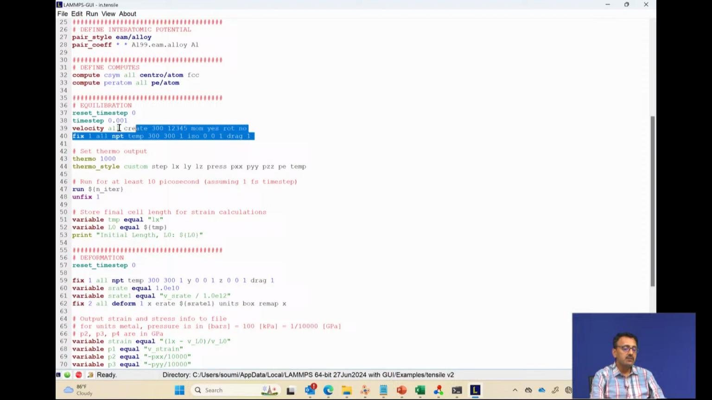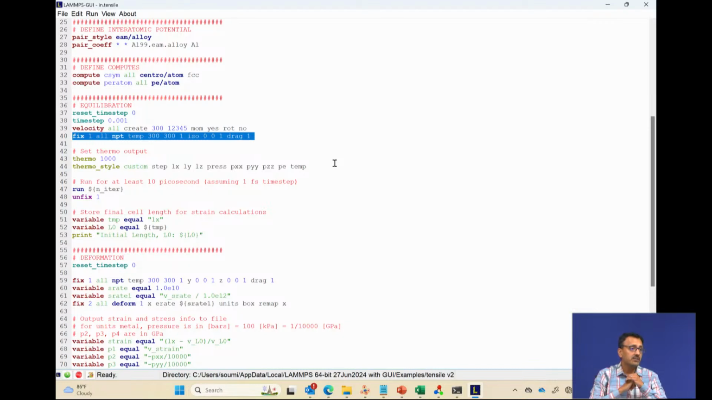Now that you have generated a velocity distribution and the system is essentially at 300 Kelvin, the next step is, what is the boundary condition of the system thermodynamically speaking? This is the definition of ensemble that we have discussed quite a bit over this past week. Like I mentioned, there are many very popular ensembles.